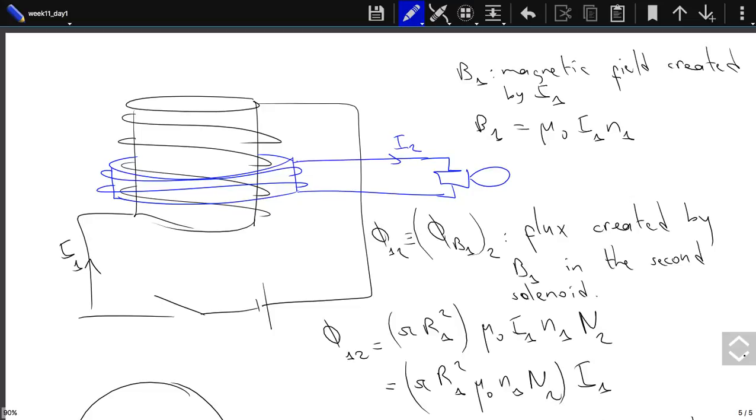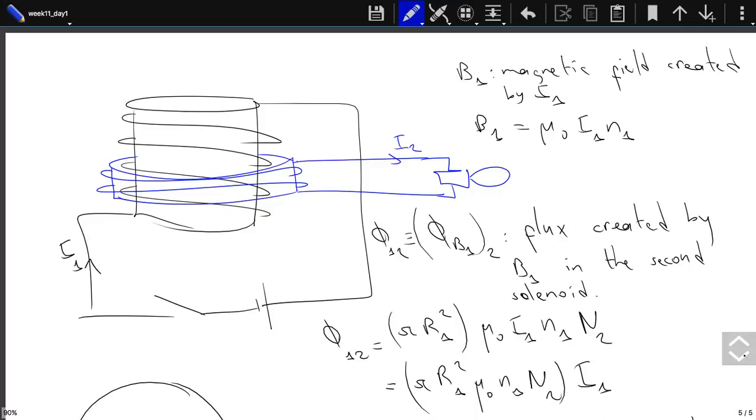So as this one is changing, it creates a changing current in the second solenoid. But the changes in the current running in the second solenoid will create an additional magnetic field, which will create an EMF in the first solenoid, which will also change I1. So the rate of change of I1 will depend on the self-inductance of this one. It will also depend on the rate of change of the second current. Okay, this is just to keep in mind.